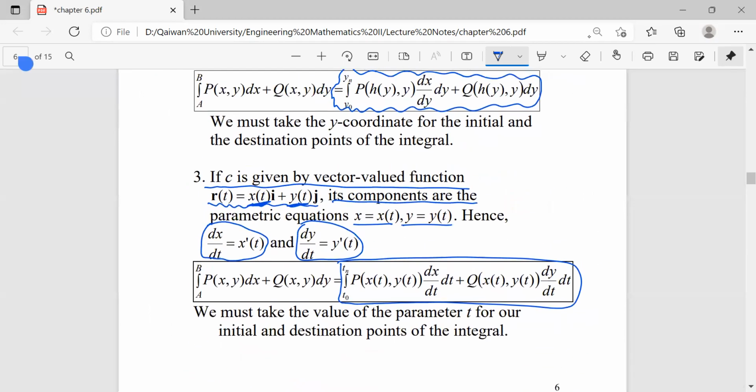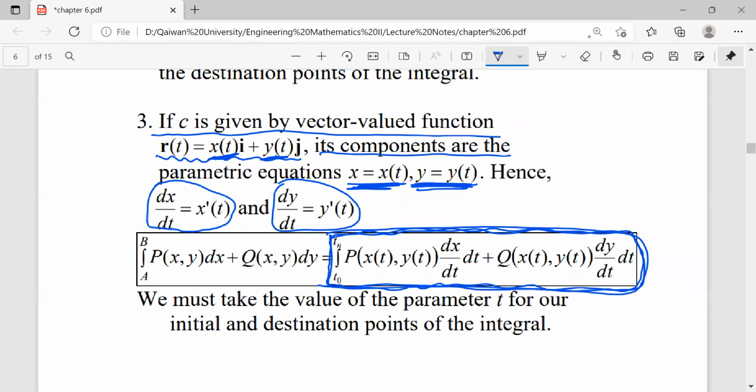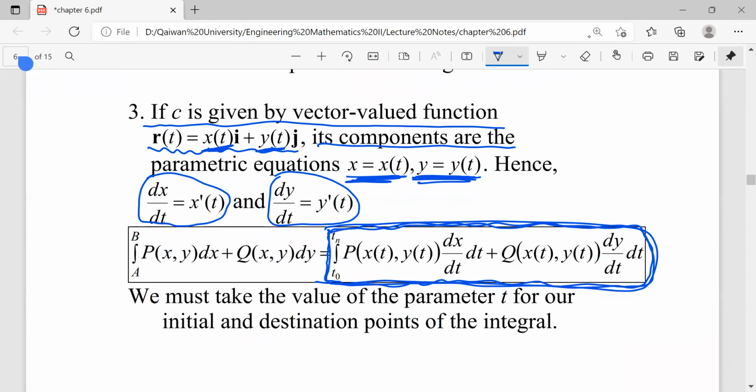Let's turn to above. We said if you have given the curve as a set of parameters, x equals x of t and y equals y of t, we use this rule for finding the line integral. The rule is the integration from t naught to tn. But in the example we have given x naught, xn, y naught, yn, but we must find t naught and tn. It's p of x of t, y of t. We must replace x by x of t and y by y of t in p of xy, multiplying by dx by dt, dt, plus q of x of t, y of t, dy by dt, dt.